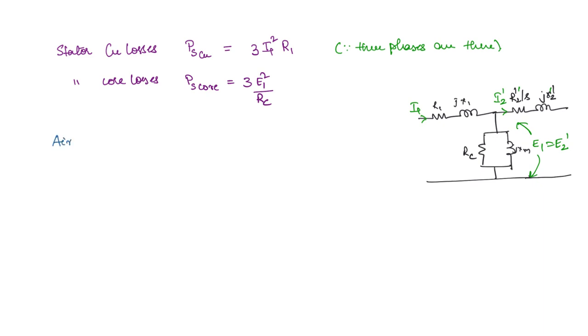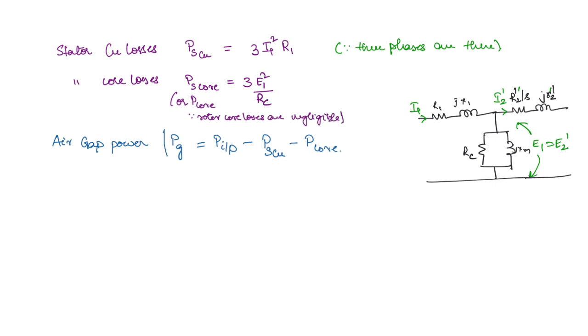Next, what do we have? The air gap power. This is PG; you can take PAG as well. PG is equal to the power that is left out of the input power after these losses are removed. So P input minus P stator copper losses minus P core losses. You can write here, or P core, since rotor core losses are negligible.